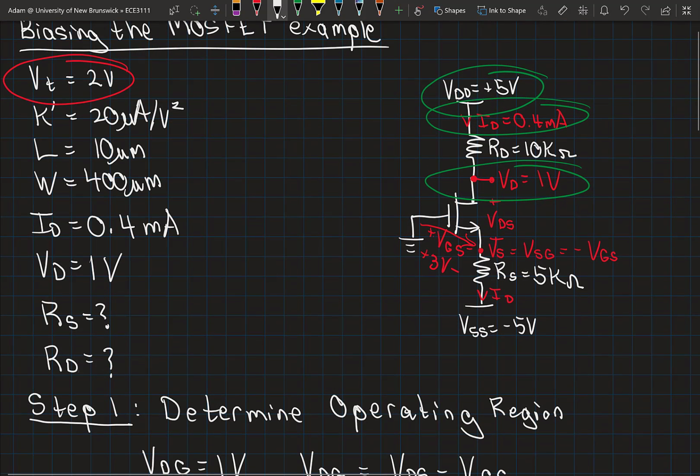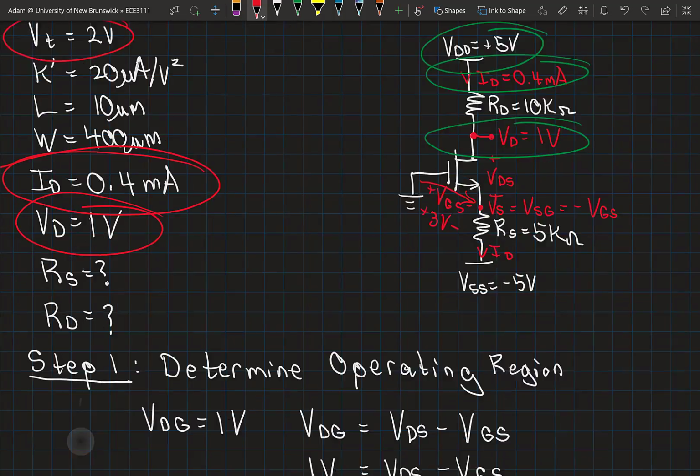So with the positive and negative power supply as shown, the gate connected to ground, a 10K resistor connected to the drain, and a 5K connected to the source, my device will operate at the desired operating point, which was a drain current of 0.4 milliamps and a drain voltage of 1 volt.